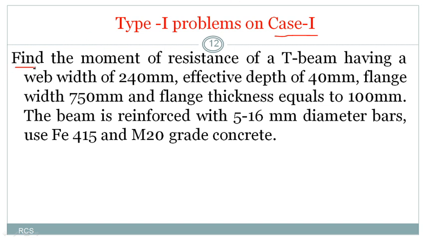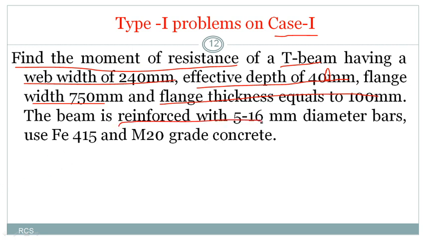First, find the moment of resistance of a T-beam having a web width of 240 mm, effective depth of 400 mm, a flange width of 750 mm, and flange thickness equal to 100 mm. The beam is reinforced with 5 bars of 16 mm diameter. Use Fe415 steel and M20 grade concrete. Say it is a type 1 problem.